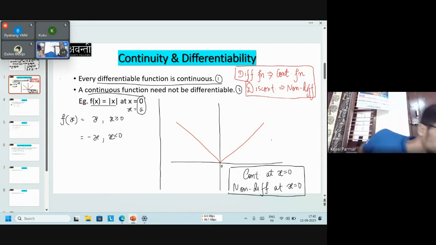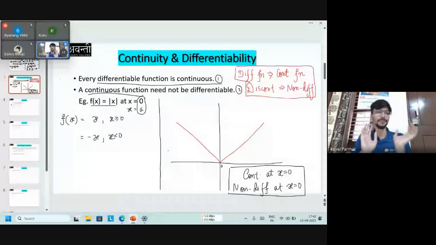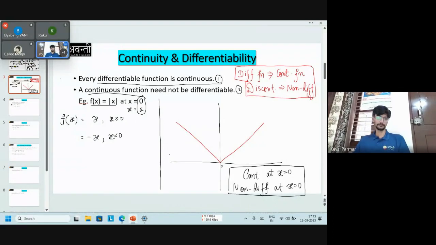I hope you are getting it. If you know the graph, you can also calculate algebraically by using LHD and RHD. But this was our main aim, to show whether you are familiar with the graphs. Mod X is a very popular graph. I hope you all know the graph of mod X. Okay. Now, let's see further.